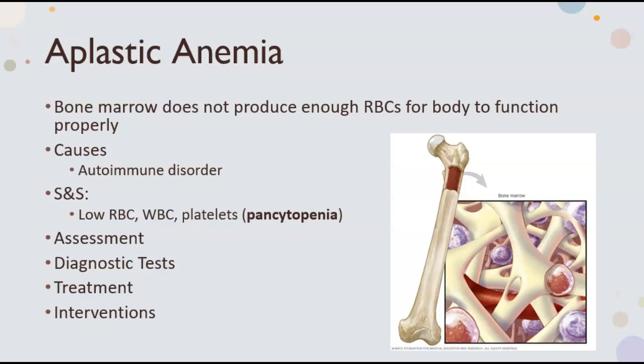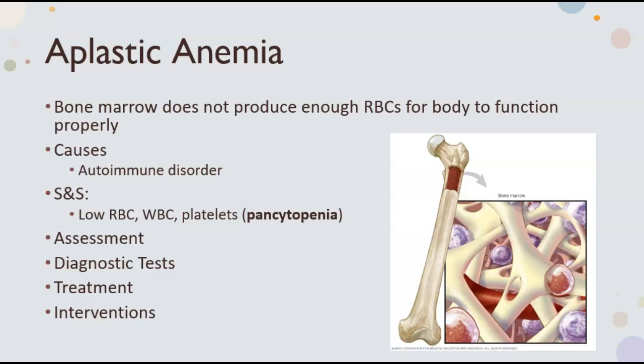Causes of aplastic anemia can be an autoimmune disorder, infections like hepatitis, the Epstein-Barr virus, or HIV, pregnancy, radiation therapy or chemotherapy, or pesticides and arsenic, so chemical causes. Signs and symptoms are going to be your low red blood cells, low white blood cells, and low platelets, which again, that's pancytopenia. And the signs and symptoms are going to directly relate to the suppression of each of those blood elements.